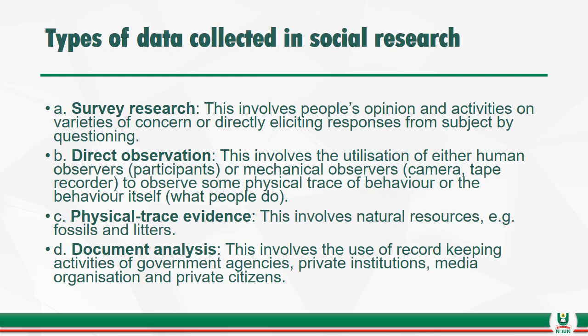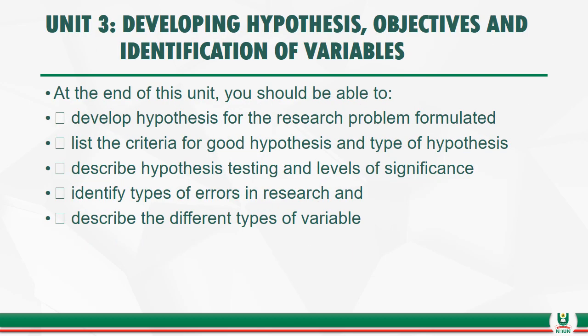Types of data. There are different types of data to use in carrying out social research. The first one here is survey research. Then the second one is direct observation. The third is physical trace evidence, and fourth, document analysis. All of these are used in one way or the other in carrying out research.